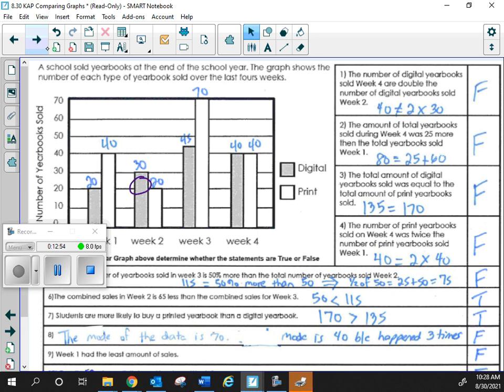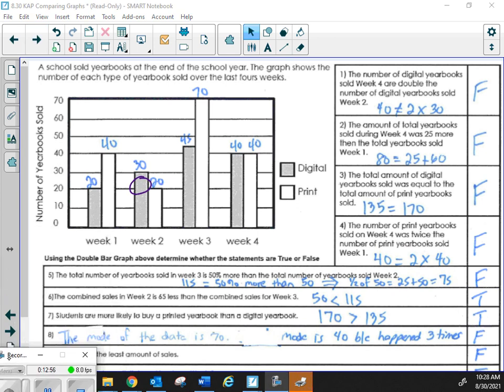All right, let's look. The first one was false. Second one false. 3 was false. 4 was false. 5 was false. 6 was true. 7 was true. False, false, false. Can I clarify on any of those? Again, actively look. Yes, sir.